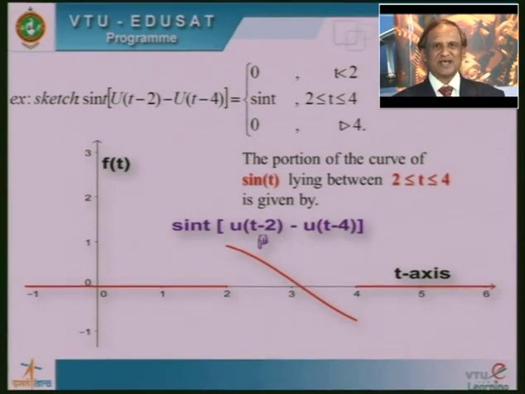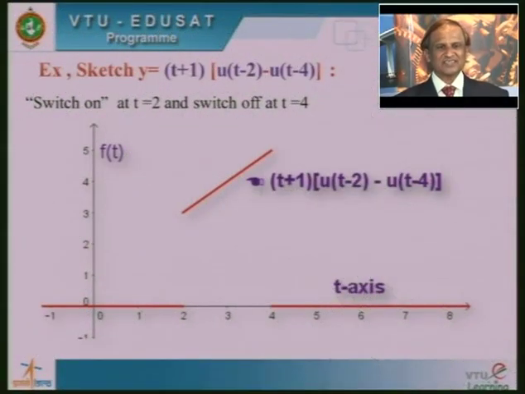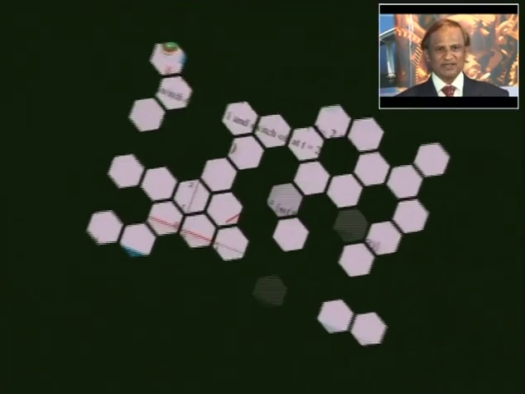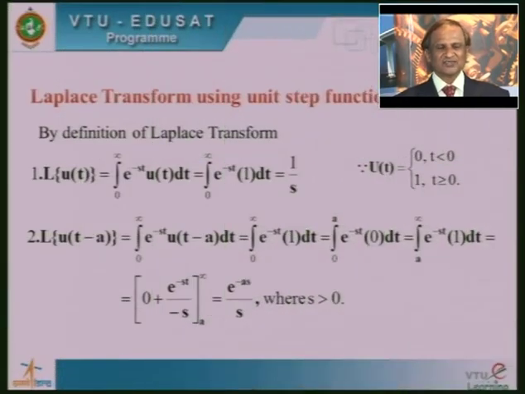Is it clear? Sometimes they may ask us to sketch sin t into (u of t minus 2 minus u of t minus 4). It can be written as 0 when t is less than 2, sin t between 2 to 4. Observe the curve, it is visible only from 2 to 4. Is it clear? Right? So, friends, exactly in the similar way, the curve is visible in between 2 and 4. Here, the curve is visible in between 0 to pi by 2. Now, I hope you can practice like this. You can draw any curve. The curve is visible in between 1 and 2.